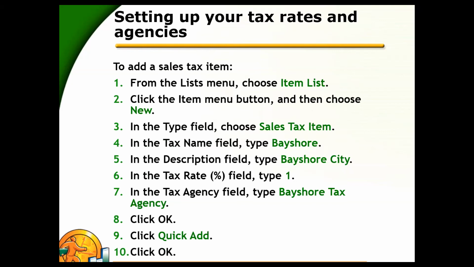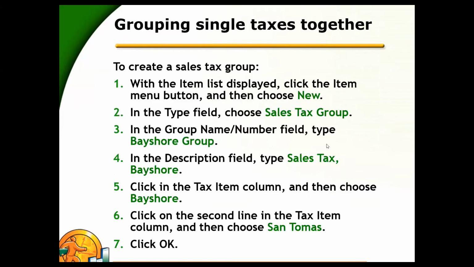So basically what we've done here is gone in and established an item coding for the Bayshore Tax Agency. Once this is set up, we're going to go ahead and group single taxes together. So maybe I should stop for a moment and take you actually into the system and show you what this actually looks like.